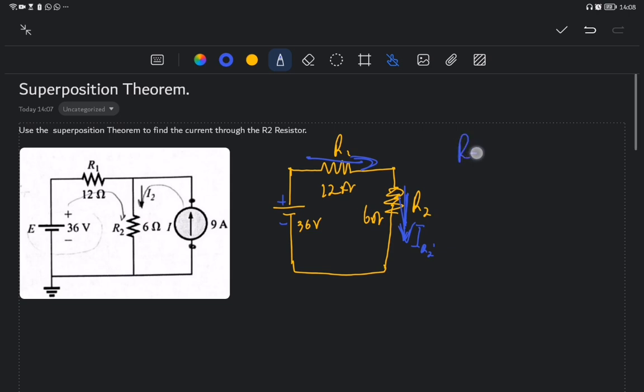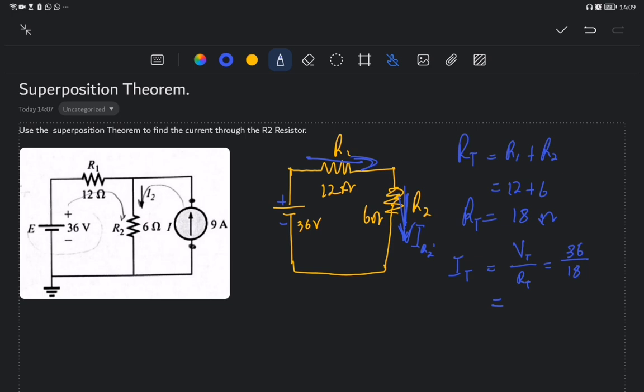Therefore, R total will be equal to R1 plus R2, which is 12 plus 6. We find that to be 18 ohms. So that is our total resistance, R total, right? Now to find I total, it is equal to V total over R total, where V total is basically E, so it's 36 divided by 18.